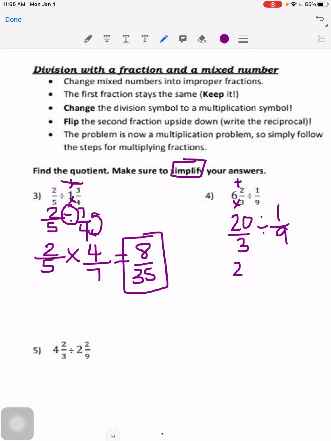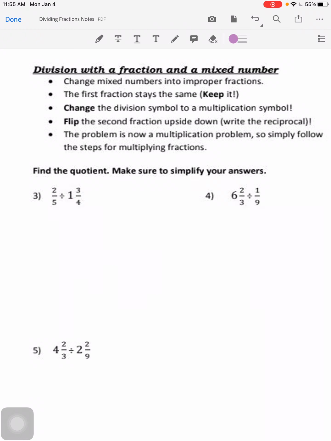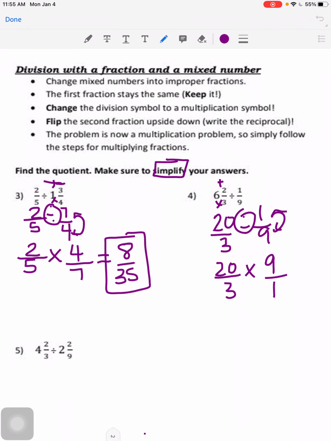So we keep our first fraction, change division to multiplication, and then we're going to flip our second fraction. So 9 becomes the numerator and 1 becomes the denominator. So we have 20 over 3. So 20 over 3 times 9 over 1. 20 times 9 is 180. And then 3 times 1 is 3.